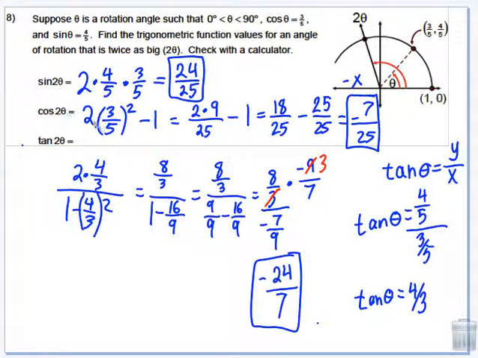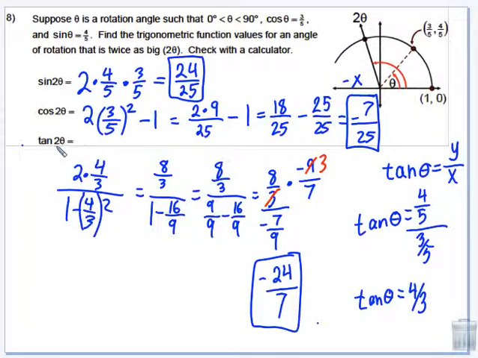Now cosine 2 theta, we decided to use 2 times cosine squared theta minus 1, and so cosine is 3 over 5. We need to square that. We get 9 over 25, multiply that fraction by 2, you get 18 over 25. Now your 1, you need a common denominator, so 1 is going to become 25 over 25. 18 minus 25 gives you negative 7 over 25. That's the cosine 2 theta, that's what the ratio is.